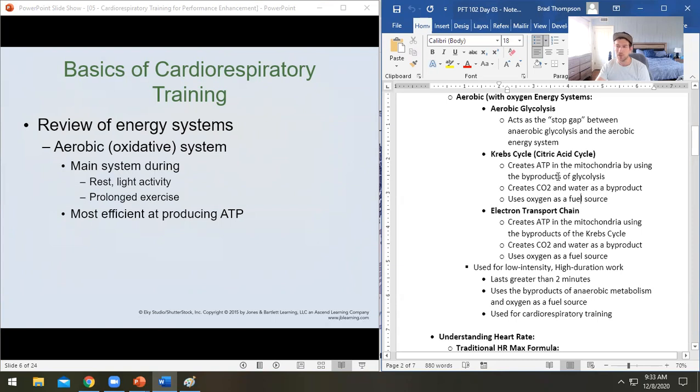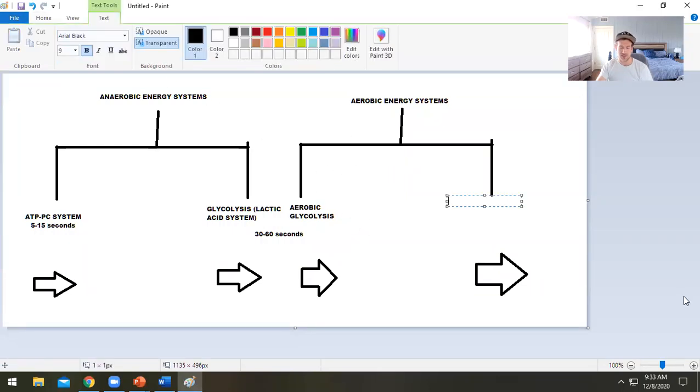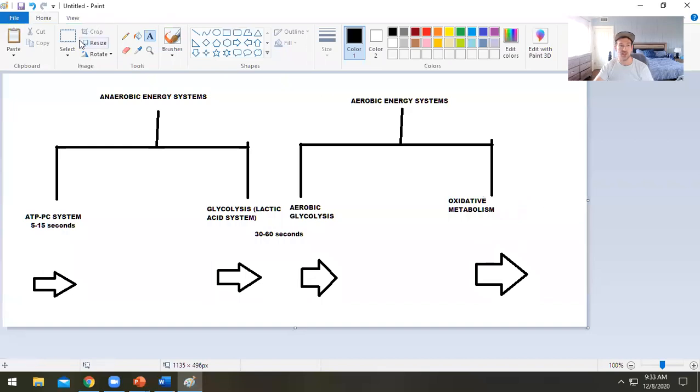And we're going to be left with a byproduct here as well, which is going to be CO2. We're going to be left with a little bit of carbon dioxide. This is why you inhale oxygen and exhale CO2. So if we look at that, this is now going to be our oxidative metabolism, which is going to consist of two different sections here.